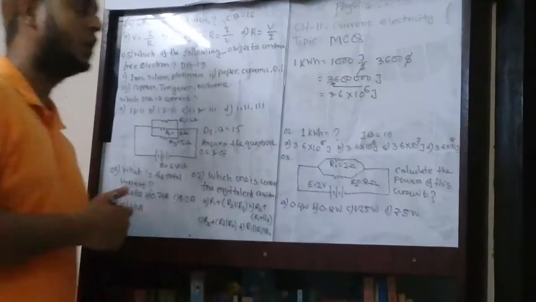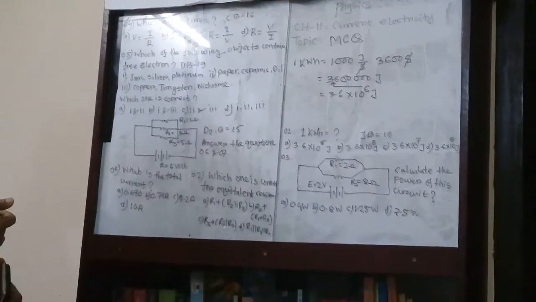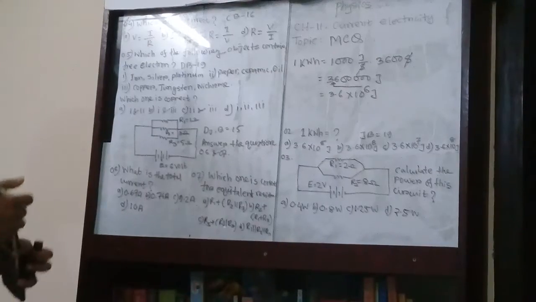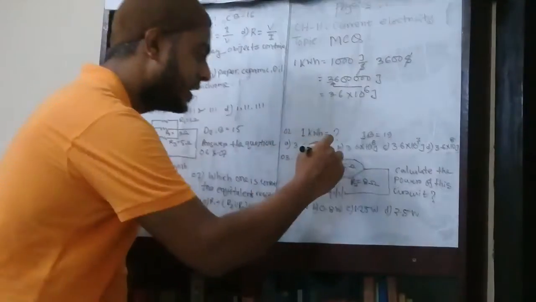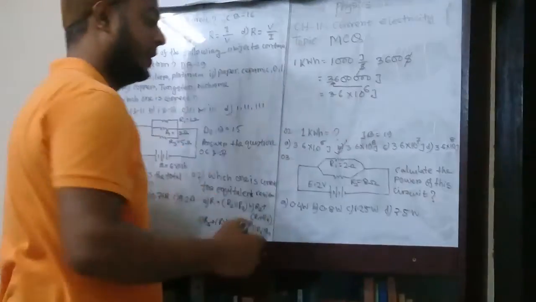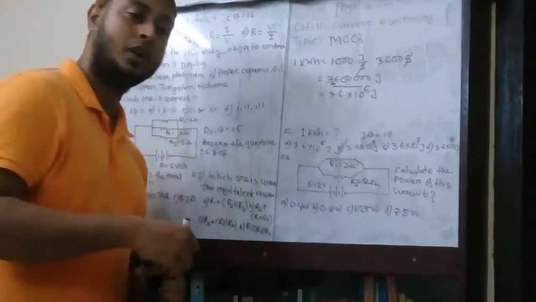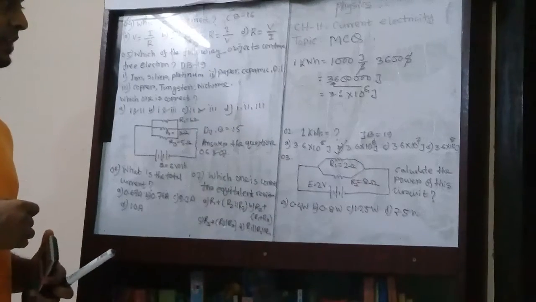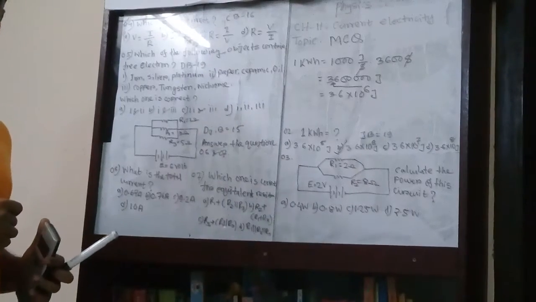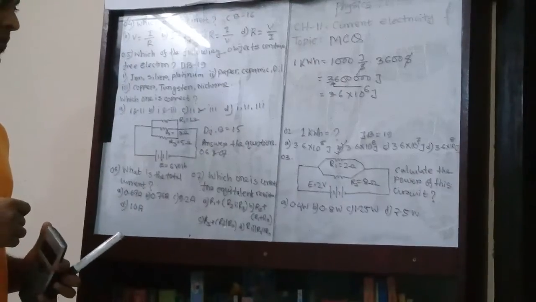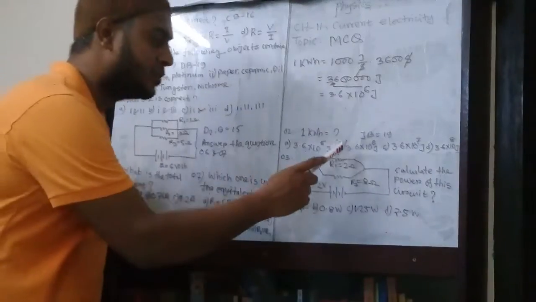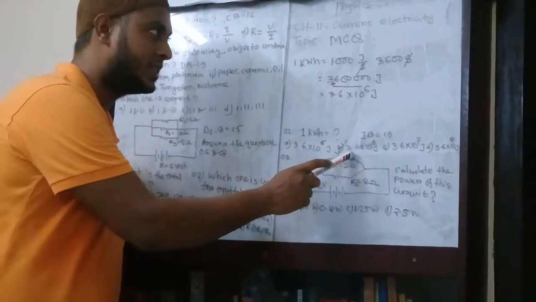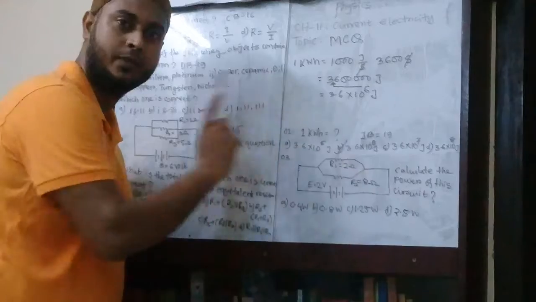So 1 kilowatt hour will equal how much joule? That is 3.6 into 10 to the power 6 joule. And I think the correct answer is option B. You see, boys and girls, this is also a board question, and it appeared in Jessore Board 19. The answer is option B, 3.6 into 10 to the power 6 joule.